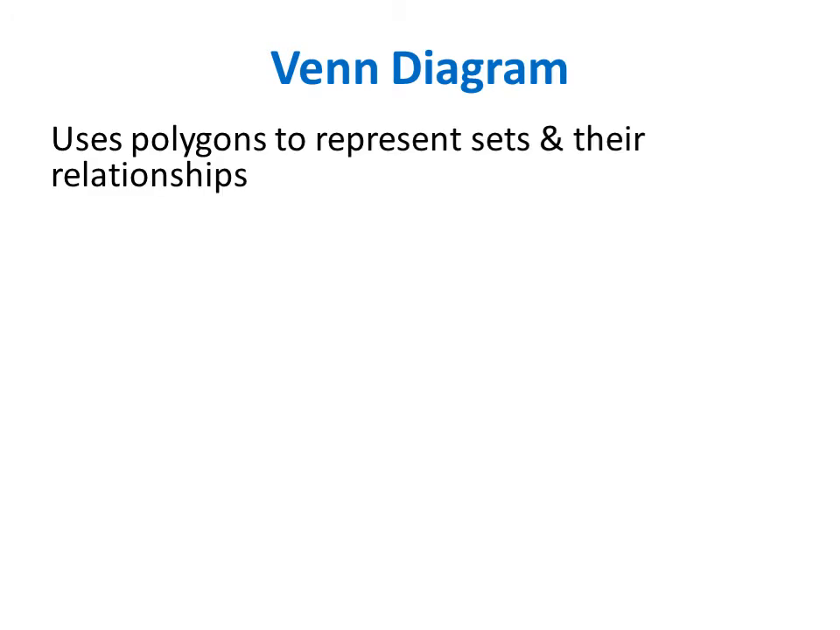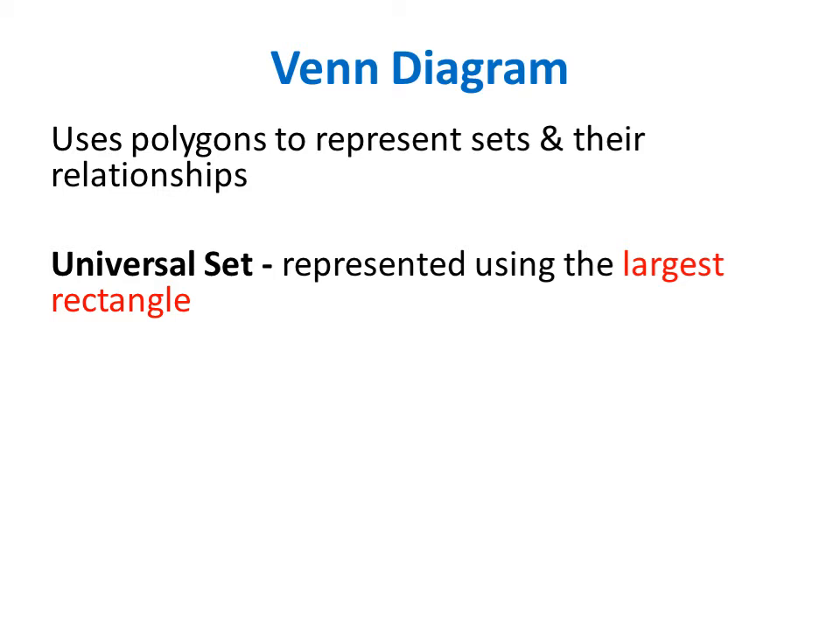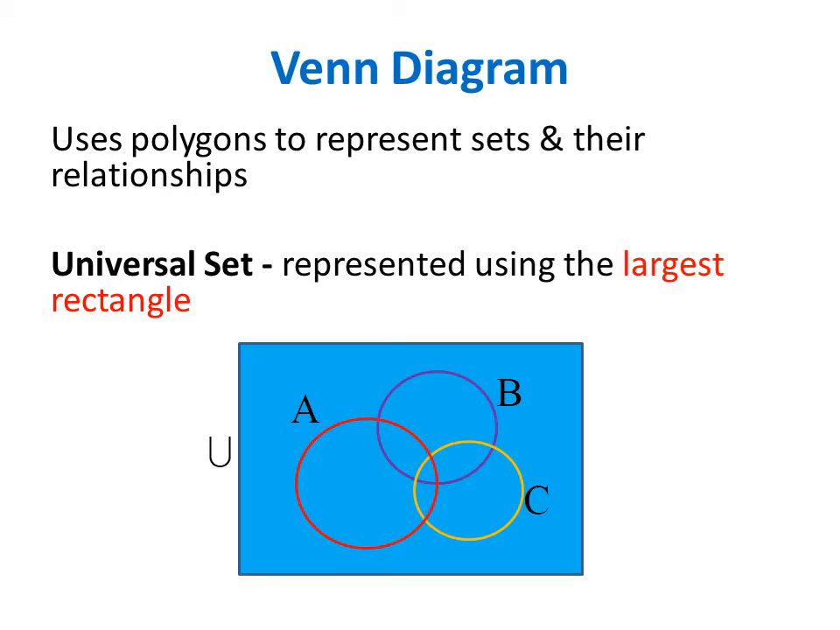In this video, we will learn about Venn diagram. In a Venn diagram, we use polygons to represent sets and their relationships. The universal set is represented using the largest rectangle. In this Venn diagram, the large rectangle is the universal set. The red circle represents the set A, the purple circle represents set B, and the yellow circle represents set C.